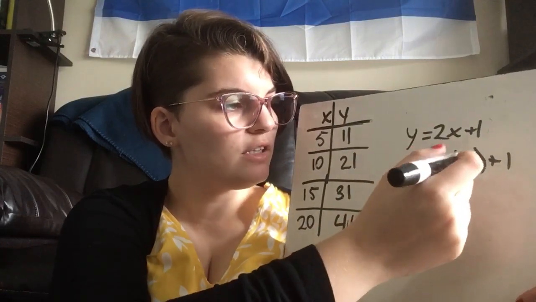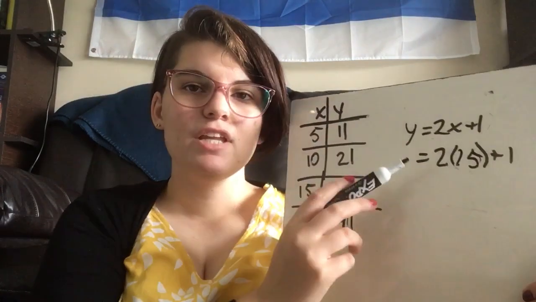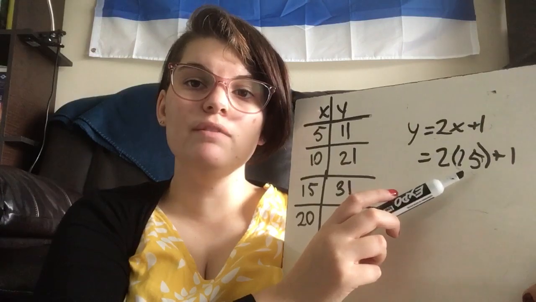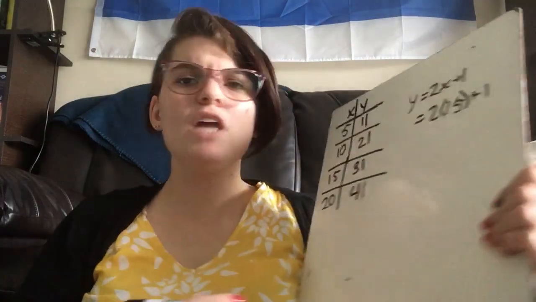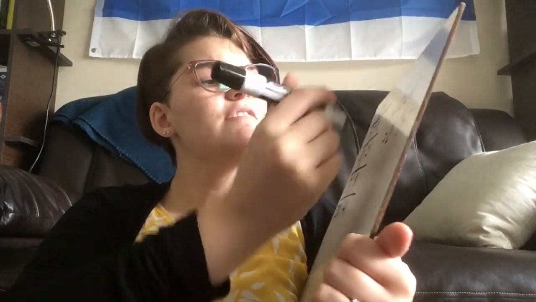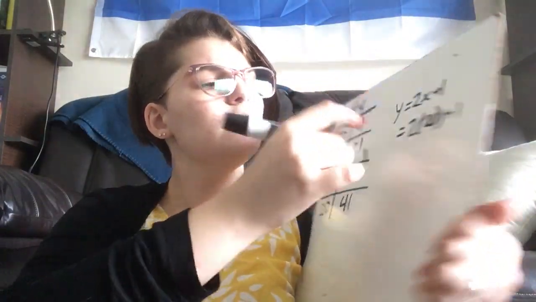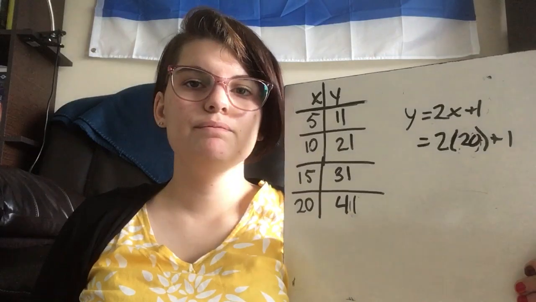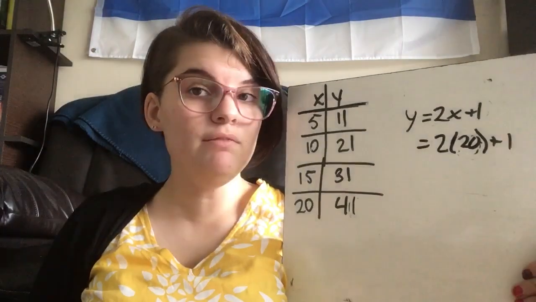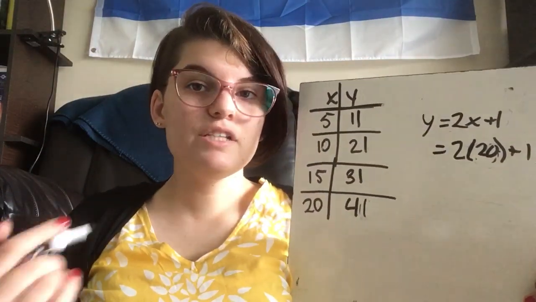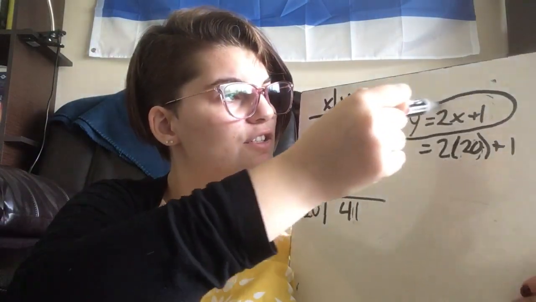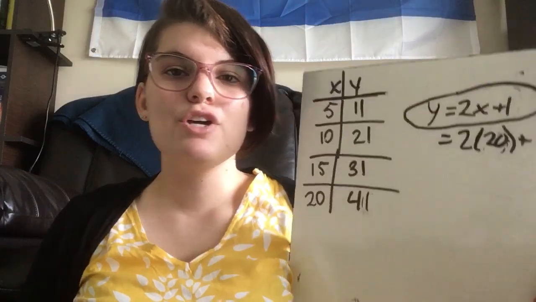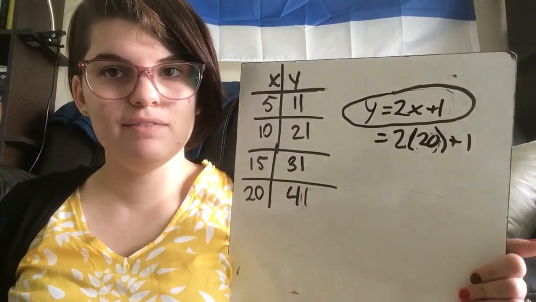Okay, that one works. Let's try 15. 2 times 15 is what? It's 30. Plus 1, 31. Yeah, that seems to work. And then if I do 20, 2 times 20 is what? 2 times 20 is 40, plus 1 is 41. So this works for all of them. This is your answer. Y equals 2x plus 1. Okay? That is your answer for number 8.